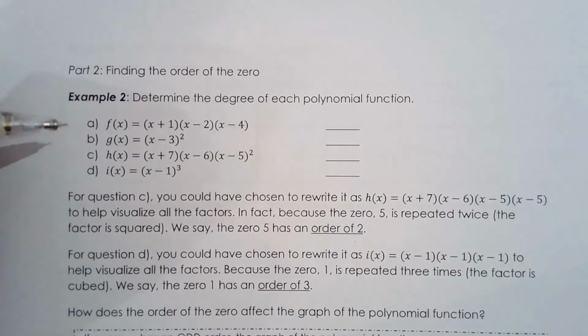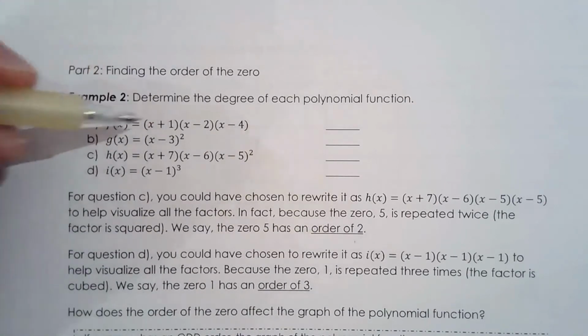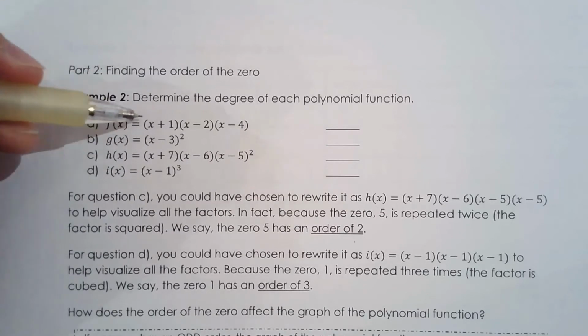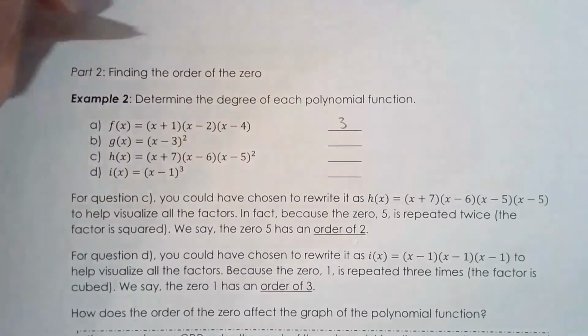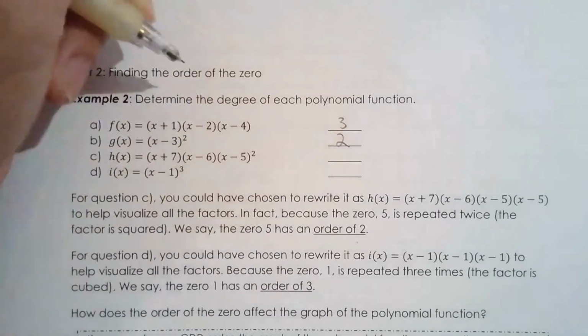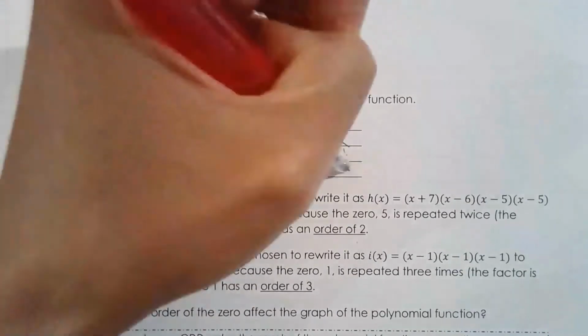First we're going to ask ourselves what's the degree of these following polynomials. This one, hopefully you can say, is degree 3. This is degree 2. This is degree 4. And this is degree 3.